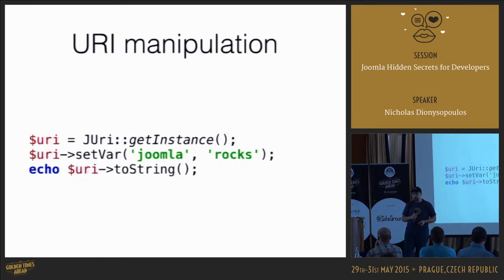Same goes with URI manipulation. In plain PHP, you're probably using parse_url, which is okay. It gives you some basic features, but in Joomla, you have JUri, where you can also manipulate many more things in the URL and make your life easier.